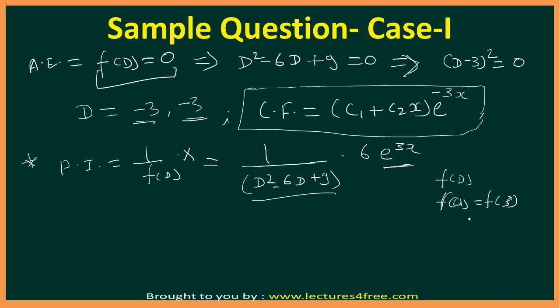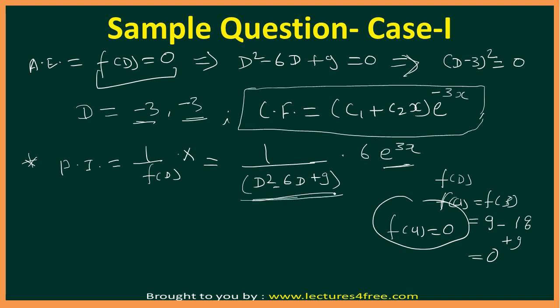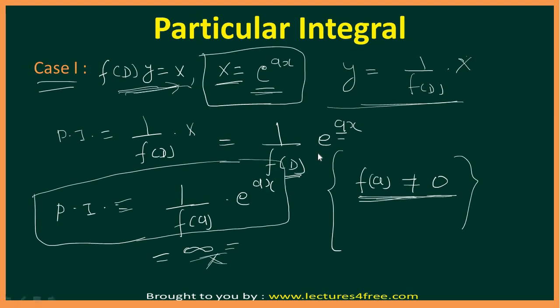So what you will get? 0. Like here, 3 threes are 9, minus 6 into 3 means 18, plus 9. So you will get 0, meaning you are getting f of a is equal to 0. So you directly cannot put 3 in here. First of all, you have to differentiate it and multiply x. Like here, as we have seen, f of a should not be 0.